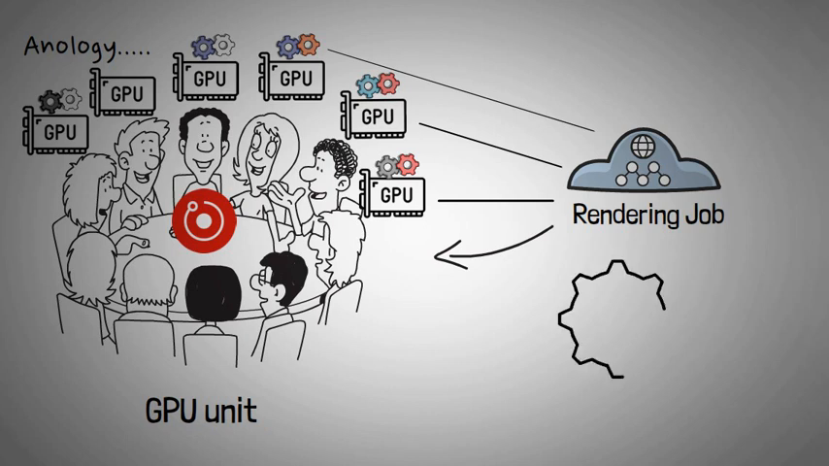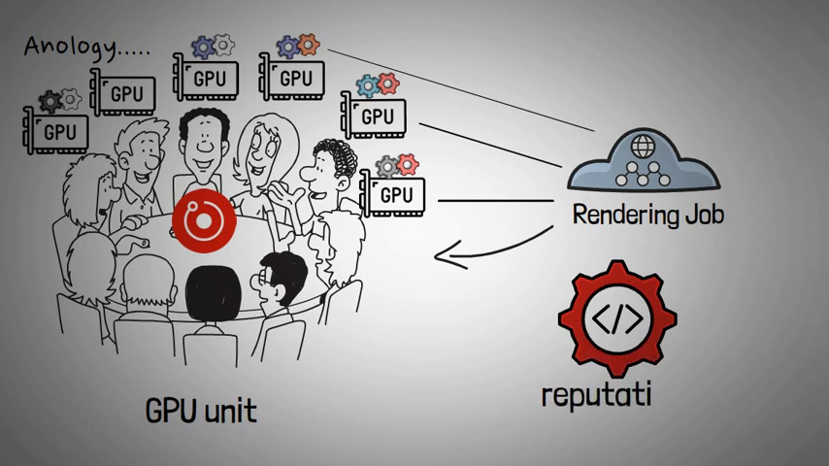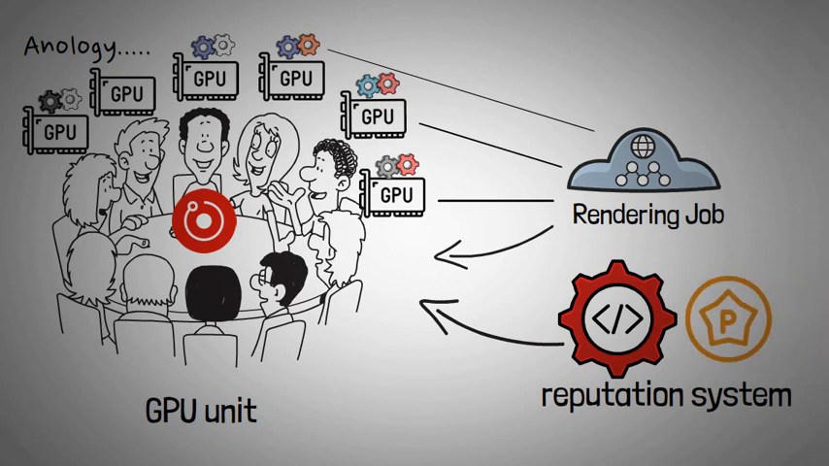quality. To make it fair, you establish a reputation system within the party. Guests who consistently deliver excellent results earn a higher reputation, which increases their chances of being selected for future rendering jobs. It's like earning popularity points by being the life of the party.